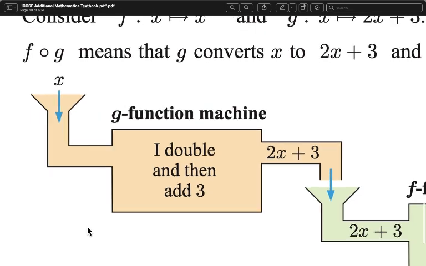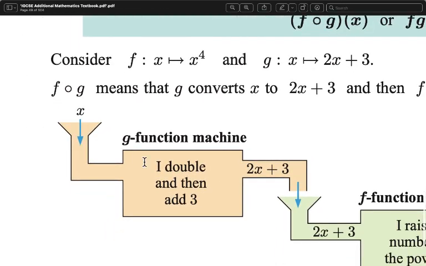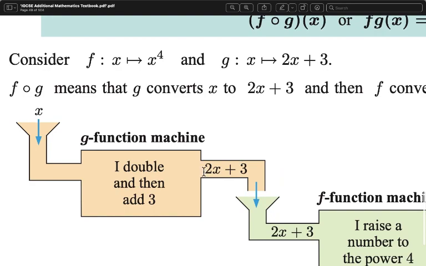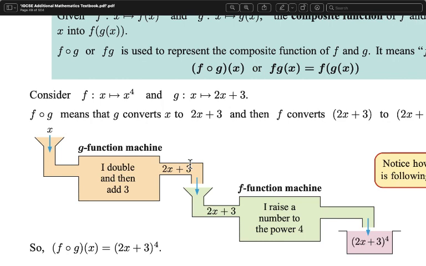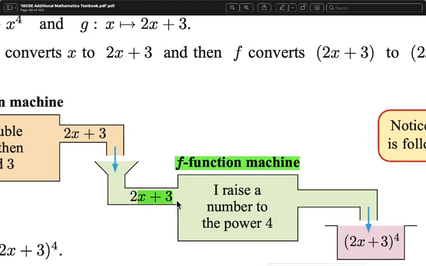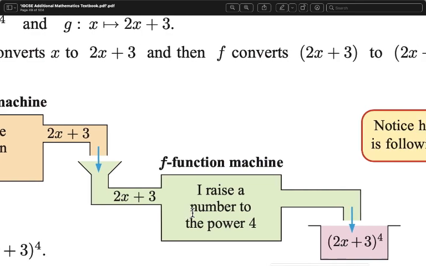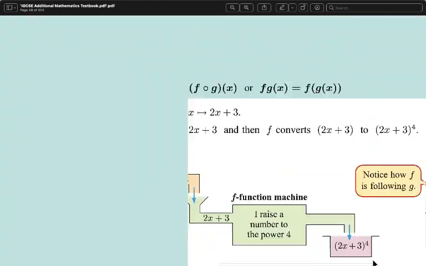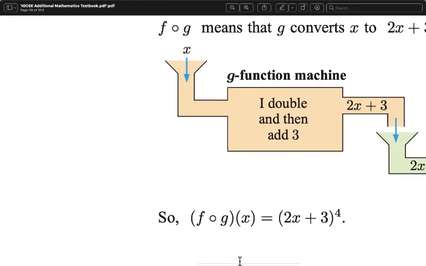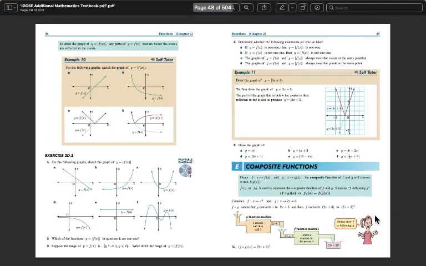With a simple diagram right here, when you input x, you double it, given by the function, and then you add 3, and the final value is 2x plus 3. So when you are getting f∘g(x), you use the g(x) value as the x in the f function. So 2x plus 3 is now the x value of the function. You raise the number to the power of 4, and in the end you obtain (2x plus 3) to the power of 4. So f∘g(x) equals (2x plus 3) to the power of 4.